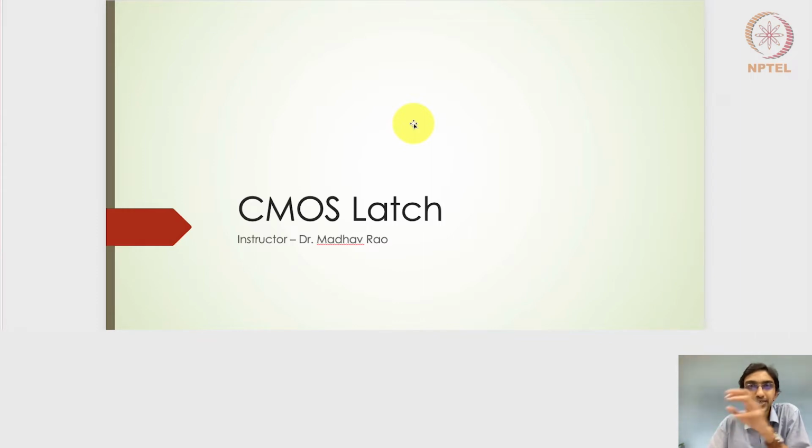In this particular lecture, we'll try to understand the most primitive sequential element, the latch design. We will try to understand how the latch design has evolved from the basic CMOS circuits, starting from the pass transistor, going to the transmission gate, and then some variant of the transmission gate, so that we get the most robust latch design.